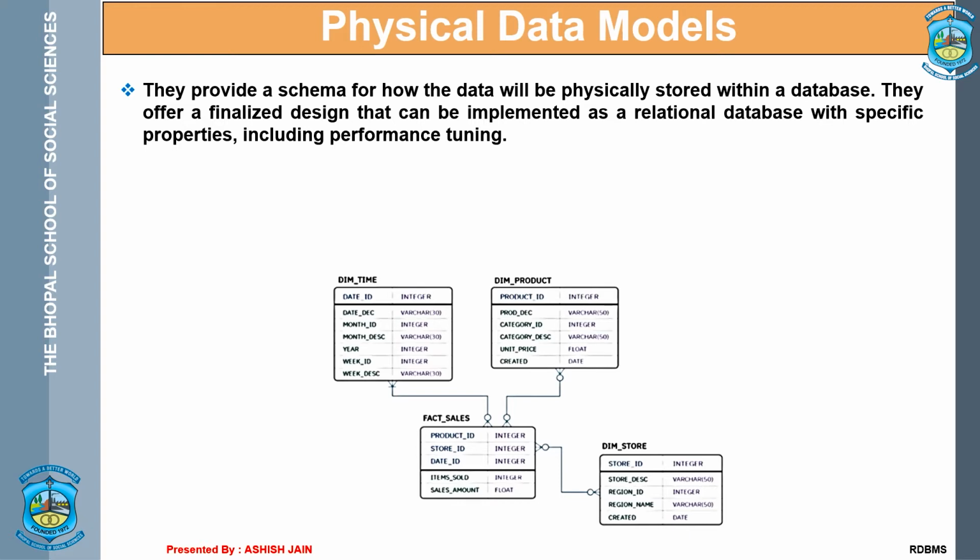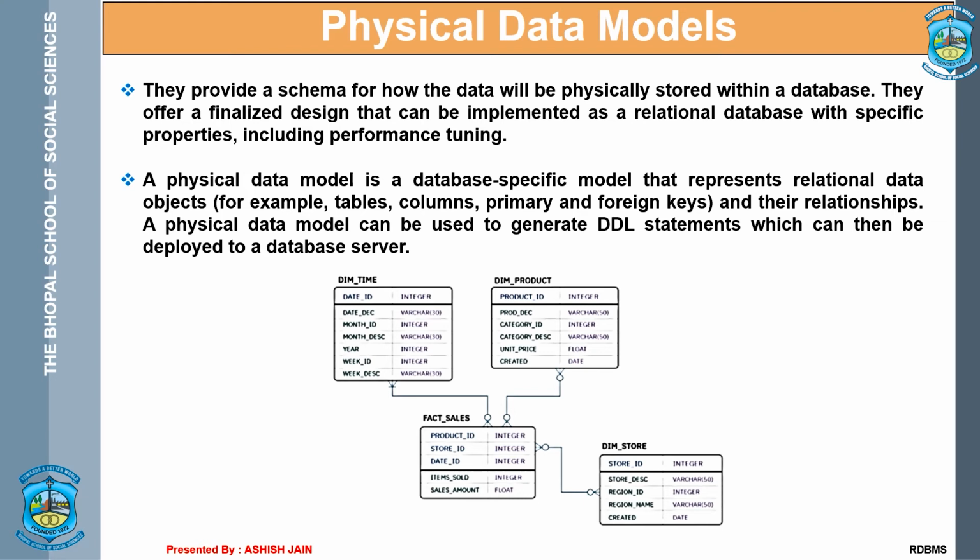That is a much more detailed representation. So we have a dimension called time. So we have date, description of date, what is the data type of this particular attribute. All these things are represented in details. This is called the physical data model.